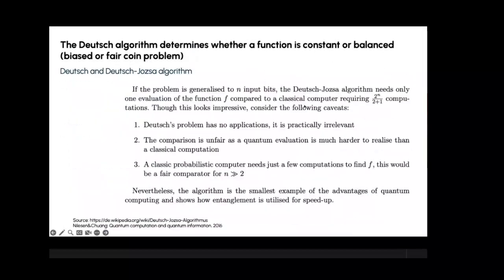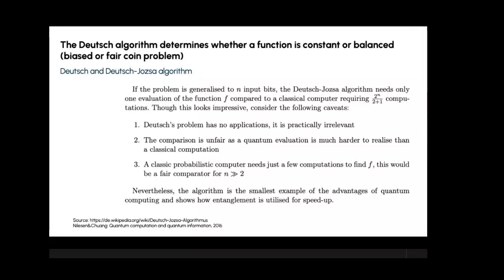Then the algorithm becomes more complicated. But basically, if you have n input bits, the Deutsch-Jozsa algorithm needs only one evaluation of the function f compared to a classical computer, which needs 2 to the n divided by 3 computations. So if you have, for example, 8 bits, that's 256 divided by 3. That's more than 80 computations with the classical algorithm and 1 with the Deutsch-Jozsa algorithm. And if you have 100 bits or so, then it becomes really better.